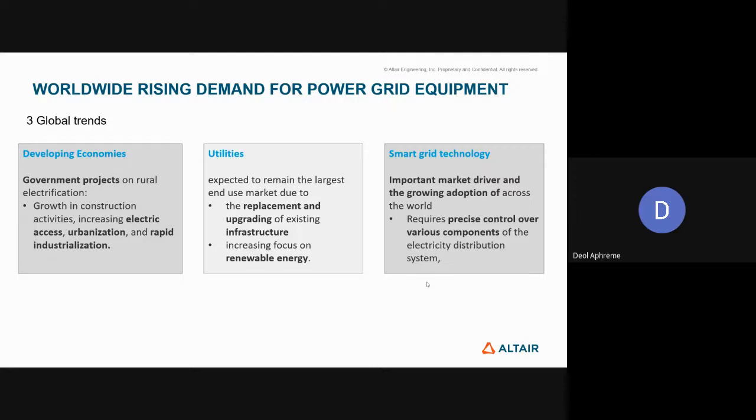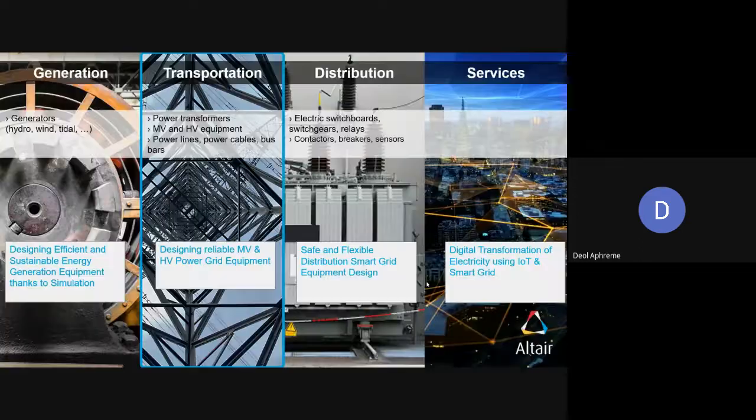So all in all, the grid itself is demanding more from design engineers and designers. So it's very important that we match up to this power grid requirement. Like I said, there are multiple components in the entire power grid. From generation, depending on which source you are generating from, it's very important we design efficient generating equipment. And one way to do that is with simulation and optimization.